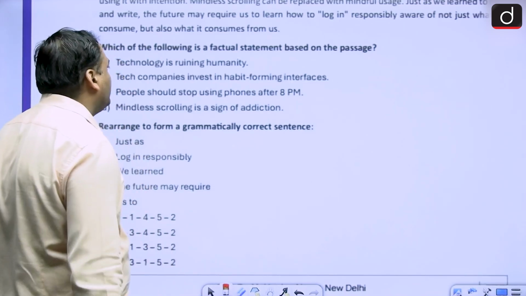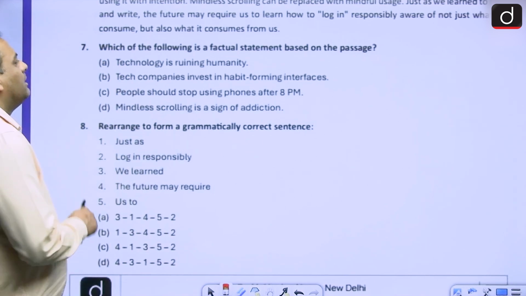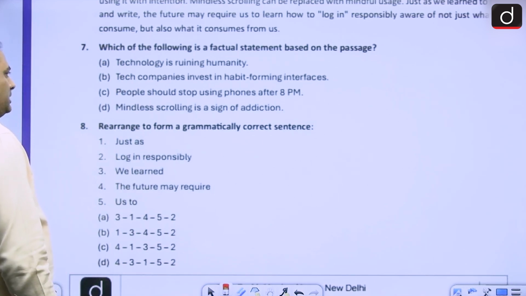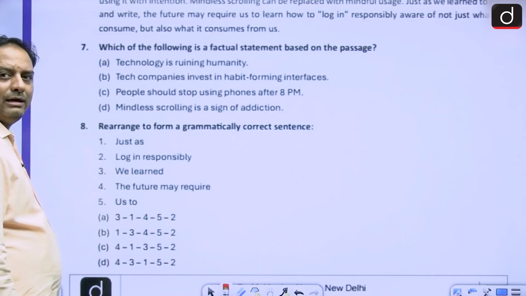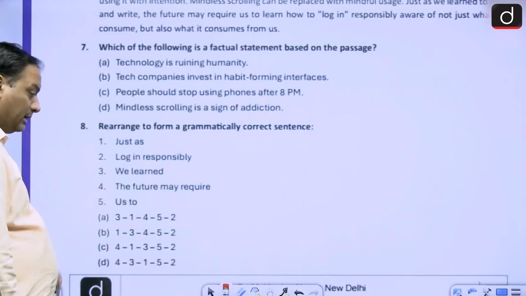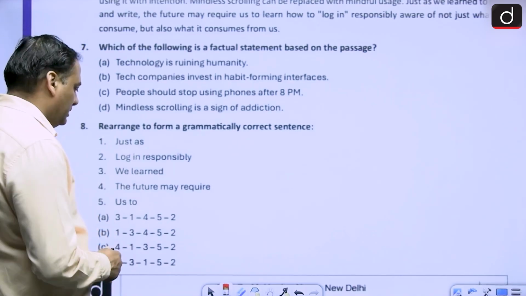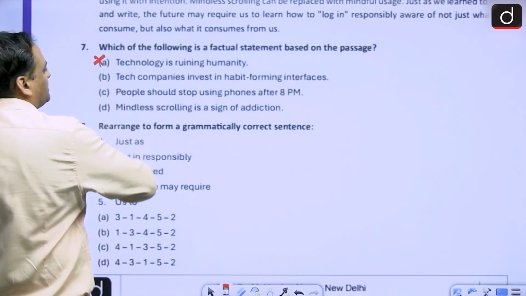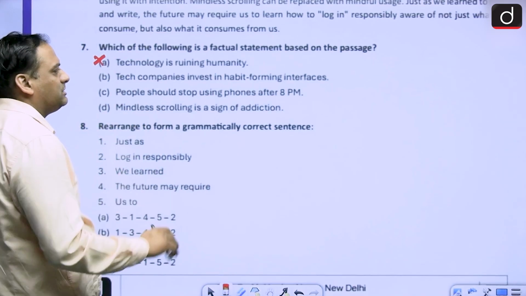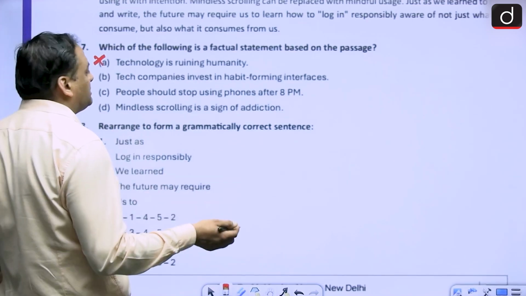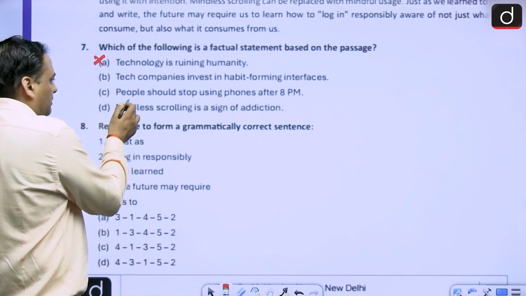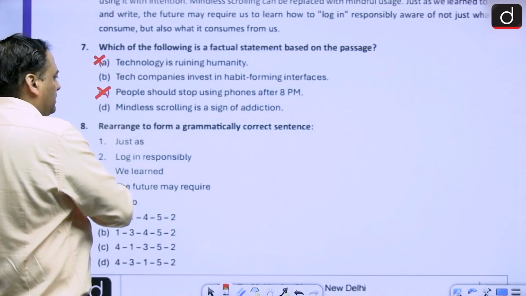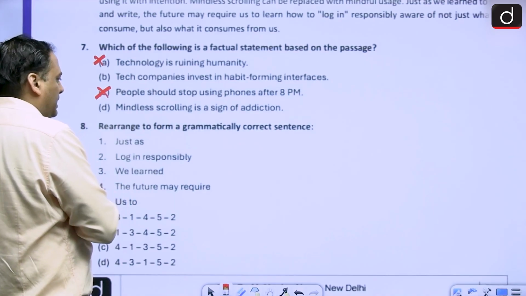So my dear students, when we go through the first one, technology is ruining humanity. It is not ruining totally. यह अच्छा भी है, बुरा नहीं है, कुछ हद तक यह अच्छा भी है, इससे हमें नॉलेज भी मिलती है. So it is not totally negative. It is not possible. Tech companies invest, might be, but go for the third one. People should stop. No, it is not possible. It is not feasible.